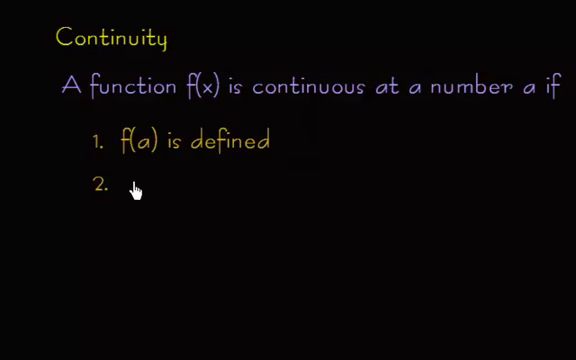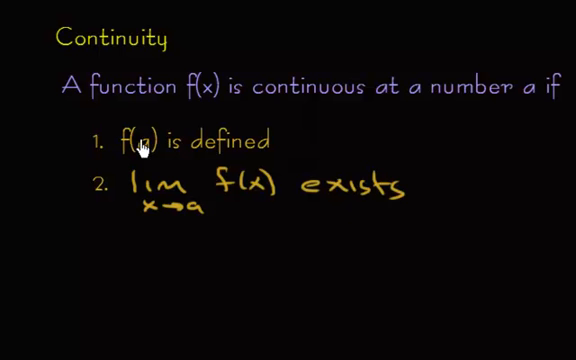Number two, the limit as x approaches a of f of x exists. Okay, so it's not just f of a has to exist, meaning that there's a y value on this function, but the limit of f of x also has to exist. You'll see how all of these are needed to show continuity. And then the third, the limit as x approaches a of f of x has to equal f of a.